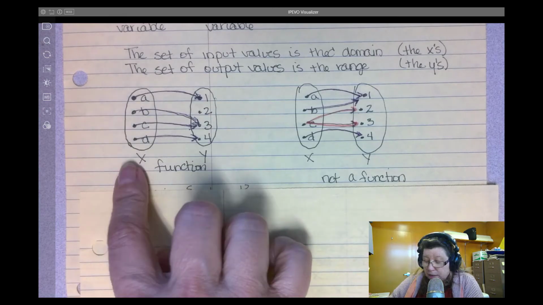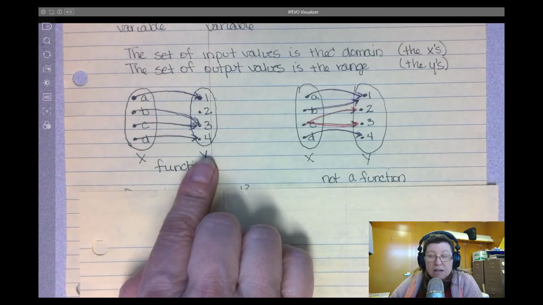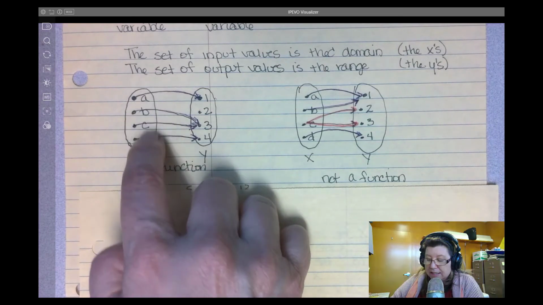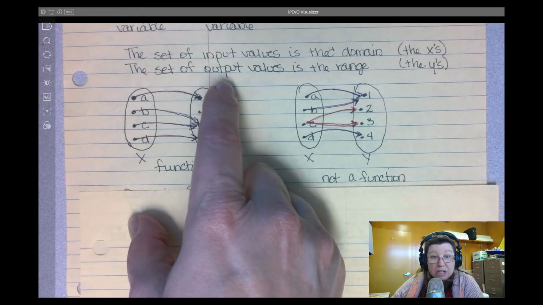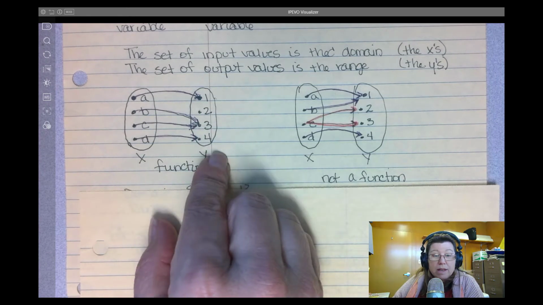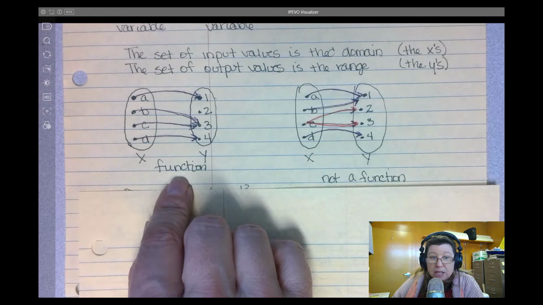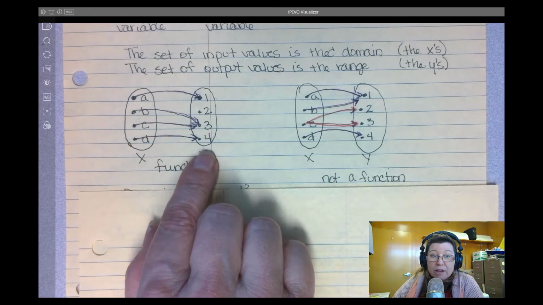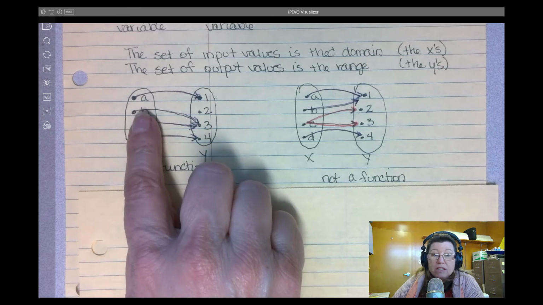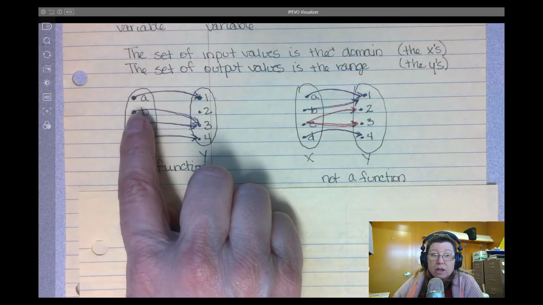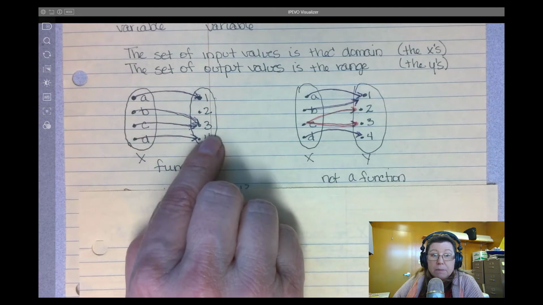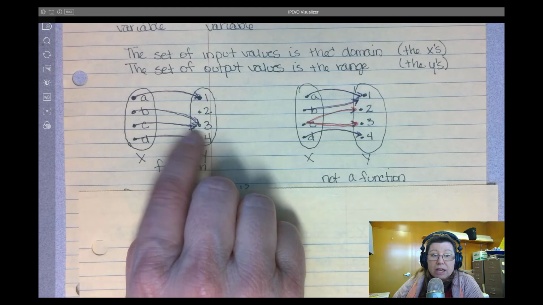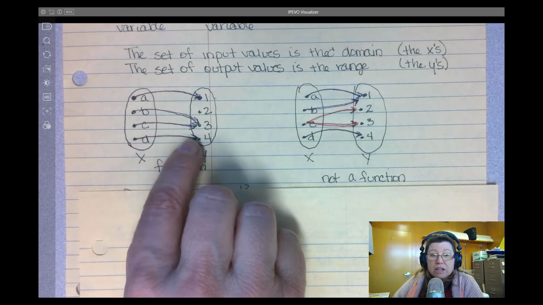Now let's look at this picture right here. Here are our x values. They could be a, b, c, d. Here are y values. They could be 1, 2, 3, 4. Now the function does something. It takes an x, manipulates it, and pops out a y value. When a goes into the function, it pops out a 1. When b goes into the function, it pops out a 3. When c goes into the function, it pops out a 3. And when d goes into the function, it pops out a 4.